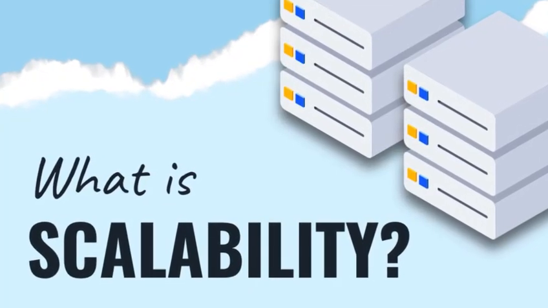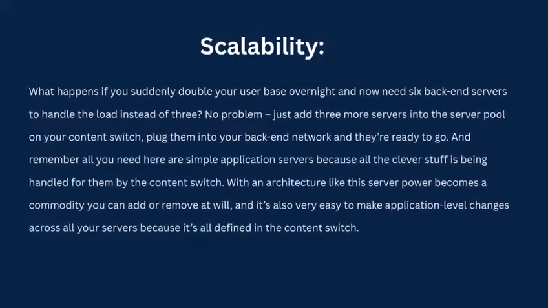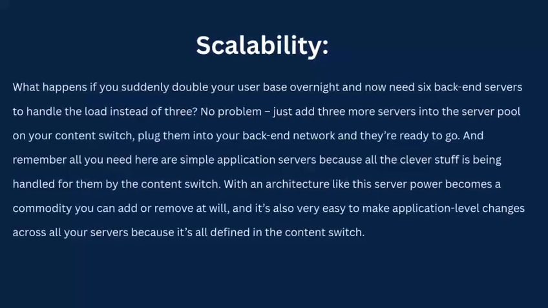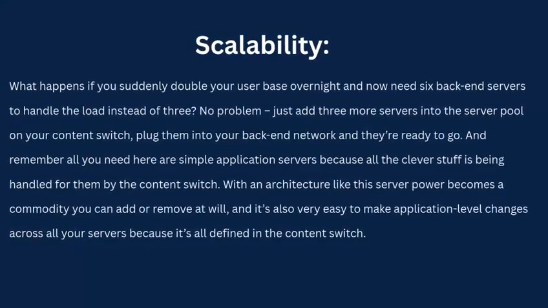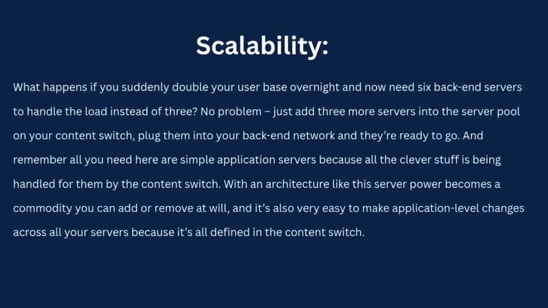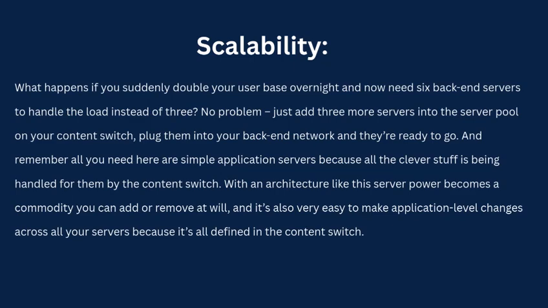What about scalability? What happens if you suddenly double your user base overnight and now need 6 back-end servers to handle the load instead of 3? No problem. Just add 3 more servers into the server pool on your content switch, plug them into your back-end network and they're ready to go. And remember, all you need here are simple application servers because all the clever stuff is being handled for them by the content switch. With an architecture like this, server power becomes a commodity you can add or remove at will.